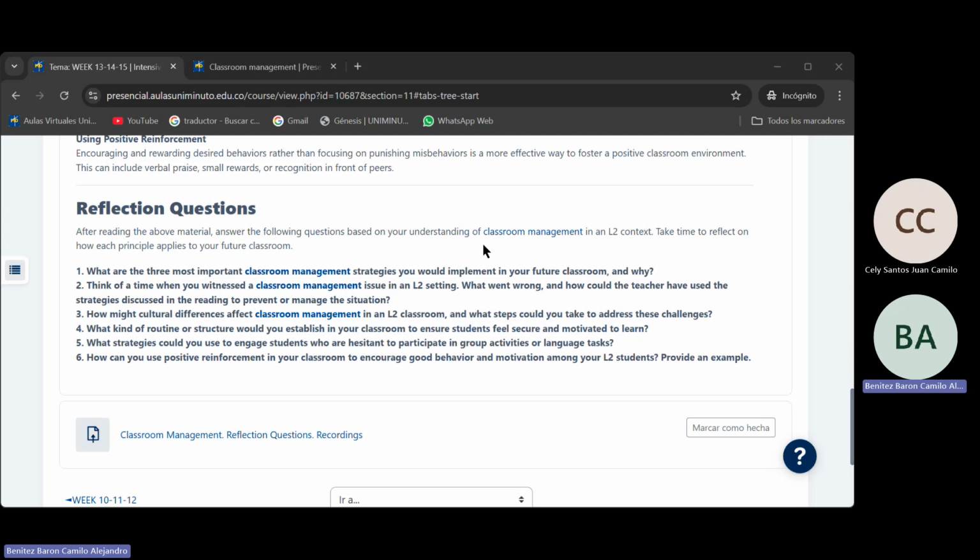All right, let's go with the second question, and it's related with classroom management issues and potential solutions. What do you think about it?